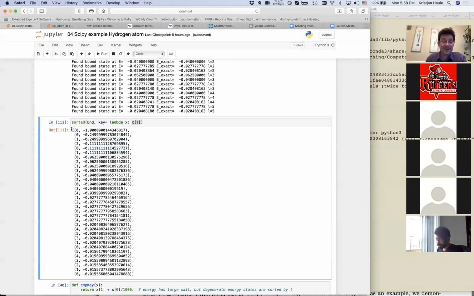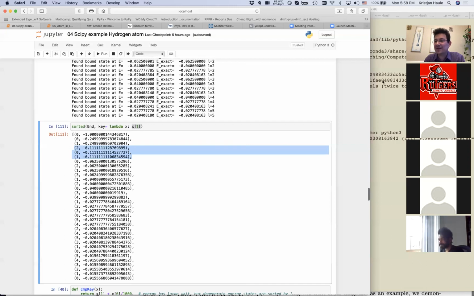Now, how do we do that? How do we reorder, for example, these three energies in proper order, in the sense that S is going to come first, then P, and then D? Any idea? Any idea? Anybody? Can you help me?